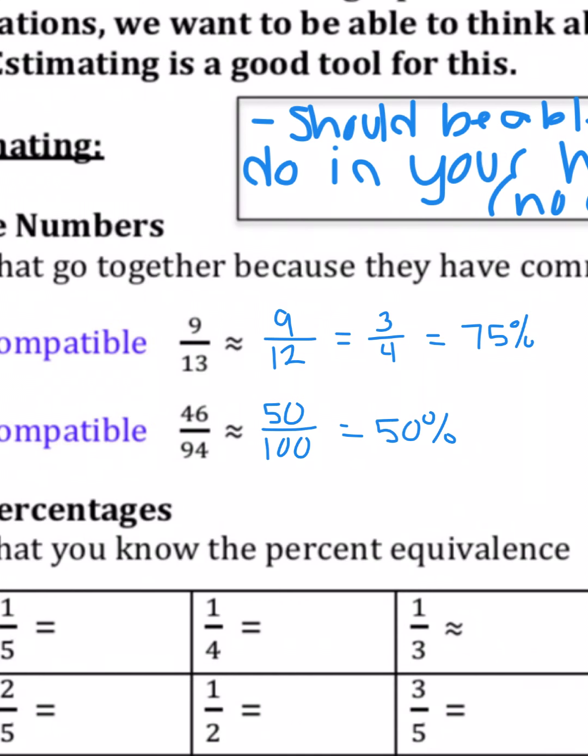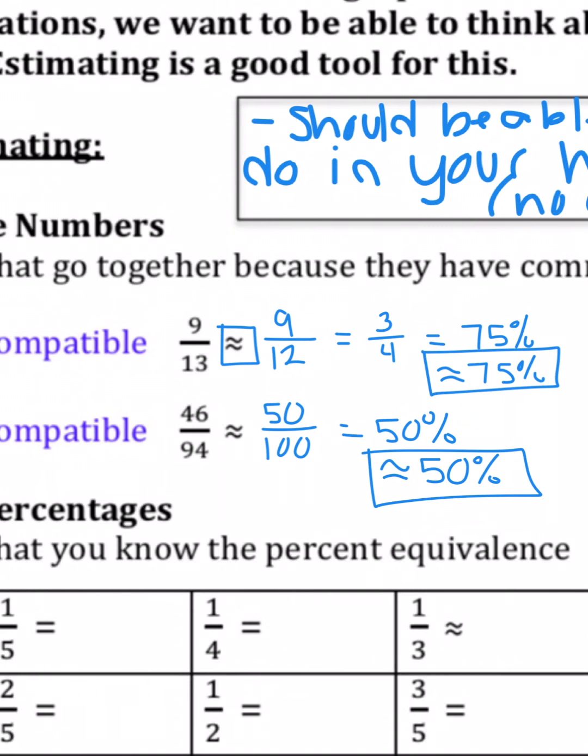And by the way, this symbol here, we will be expected to use in our final answers anytime we estimate. So my final answer for these two would have actually been approximately 75%. And it's just like an equal sign that's with the squiggle. I'm sure you've seen it before. And then my final answer here would be approximately 50%.